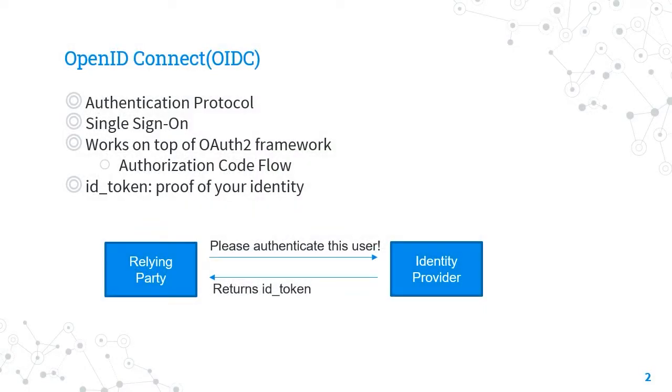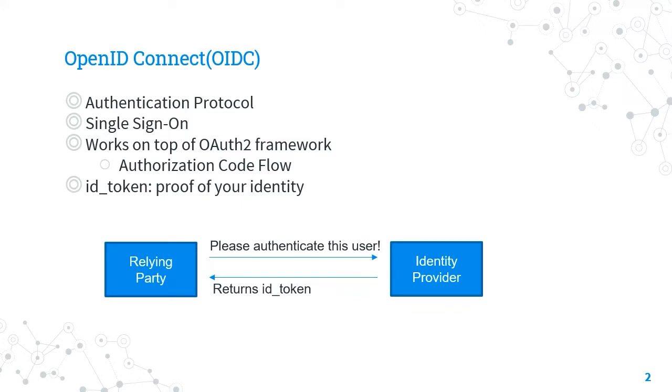OpenID Connect is an authentication protocol, so you use this protocol to prove your identity and receive an ID token. This should sound pretty familiar if you watched my SAML video. This is a single sign-on process. Just like the SAML SP initiated flow, you log into the IDP and then SSO into the relying party.